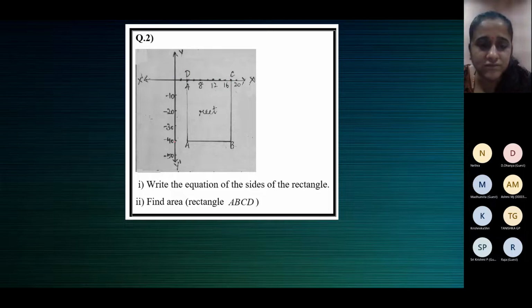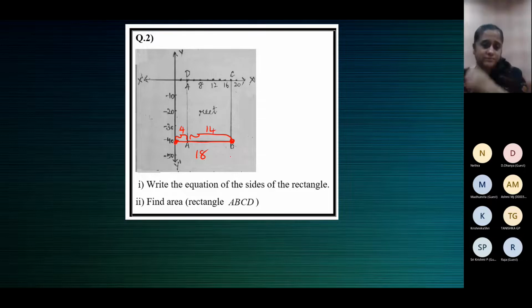See here, children, it's easy. One minute, let me show it here. From here to here is 18 units. This one is 4 units. So 18 minus 4, this one will be 14 units. 14 plus 4, 18 units.